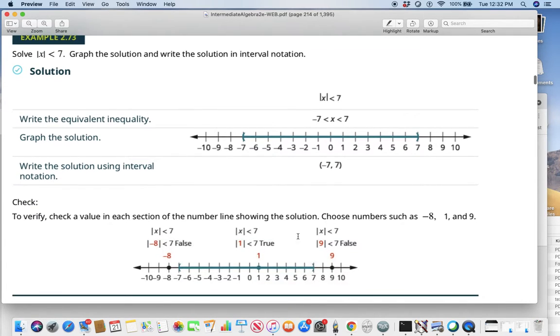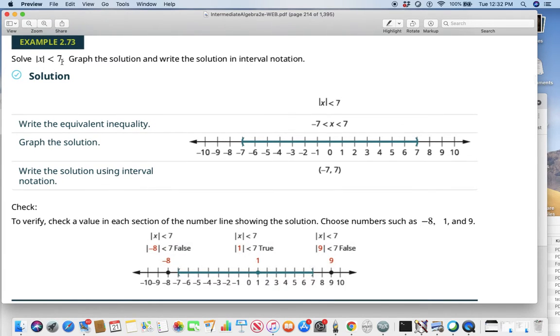For example, solve absolute value of x less than 7. This is example 2.73. Absolute value of x less than 7 means negative 7 is less than x, which is less than 7. Negative 7 is here, 7 is here. x is between the two and not equal to either. So it is the open interval negative 7 to 7. x will live somewhere here.